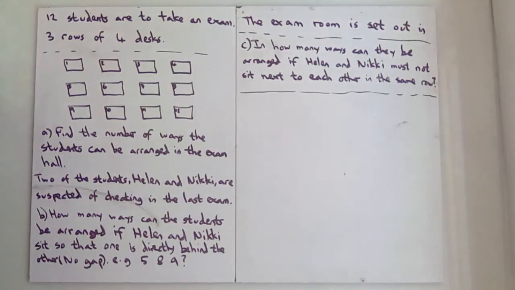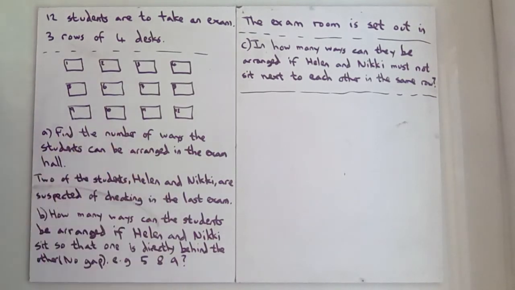12 students are to take an exam. The exam room is set out in 3 rows of 4 desks, as can be seen in this diagram. This was an exam question and the diagram was given. So 1, 2, 3, 4, 5, 6, 7, 8, 9, 10, 11, 12. We need to find the number of ways the students can be arranged in the exam hall.